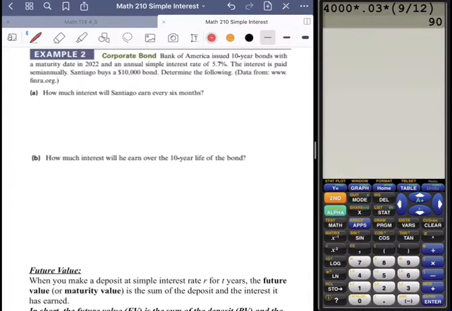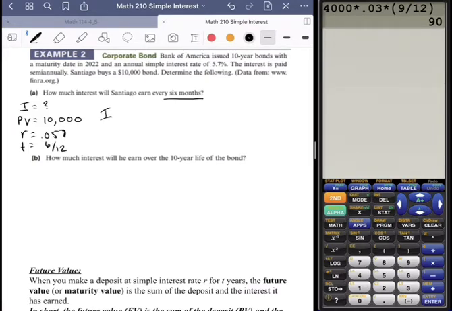So again, how much interest? So we already know that we have interest, we have present value, we have rate, and we have time. Because of the question, we know we're looking for interest. So this is what we're looking for. Present value would be 10,000 because that's how much Santiago is investing. Rate is 0.057 because that's the percentage. And time is 6 months, so it's 6 out of 12.